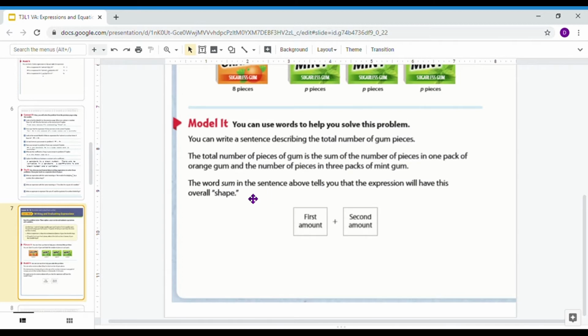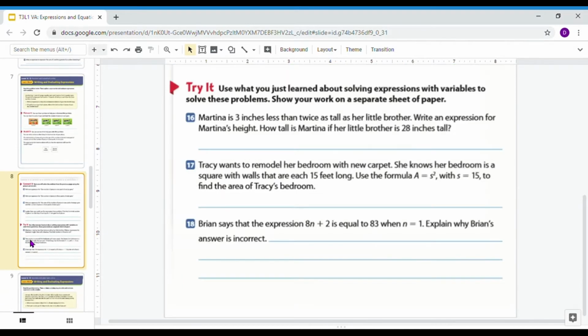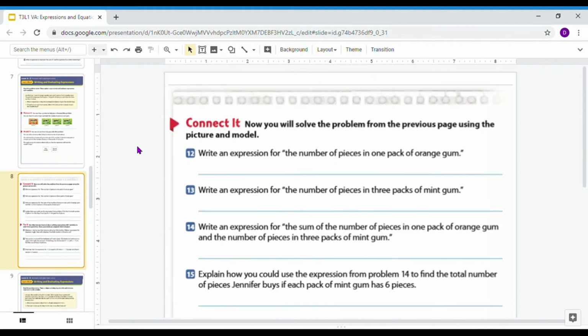The word sum in the sentence right here, the sum and the total number really tells us that we're going to have addition. So we put our addition problem, and now we have to think about what's our first term, what's our second term. And we're going to be doing that through this connect it. So reminder, I can't show you 2 pages at once, so you're really going to be needing to look at page 102 in your book as we're answering these connect it problems.